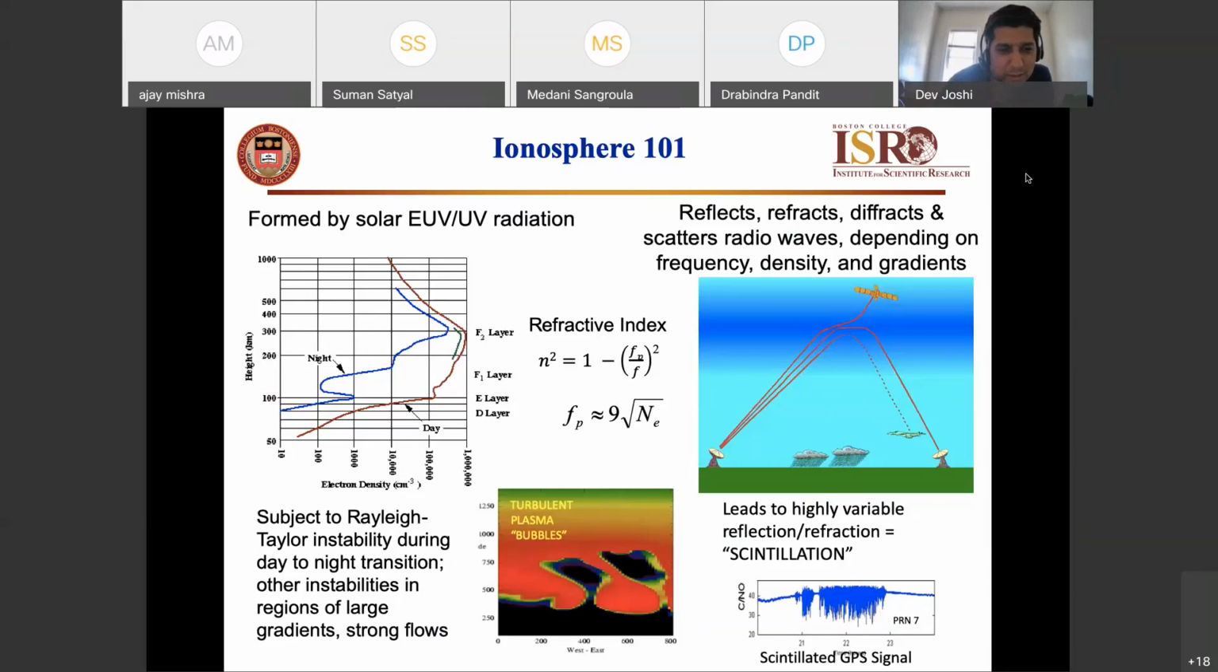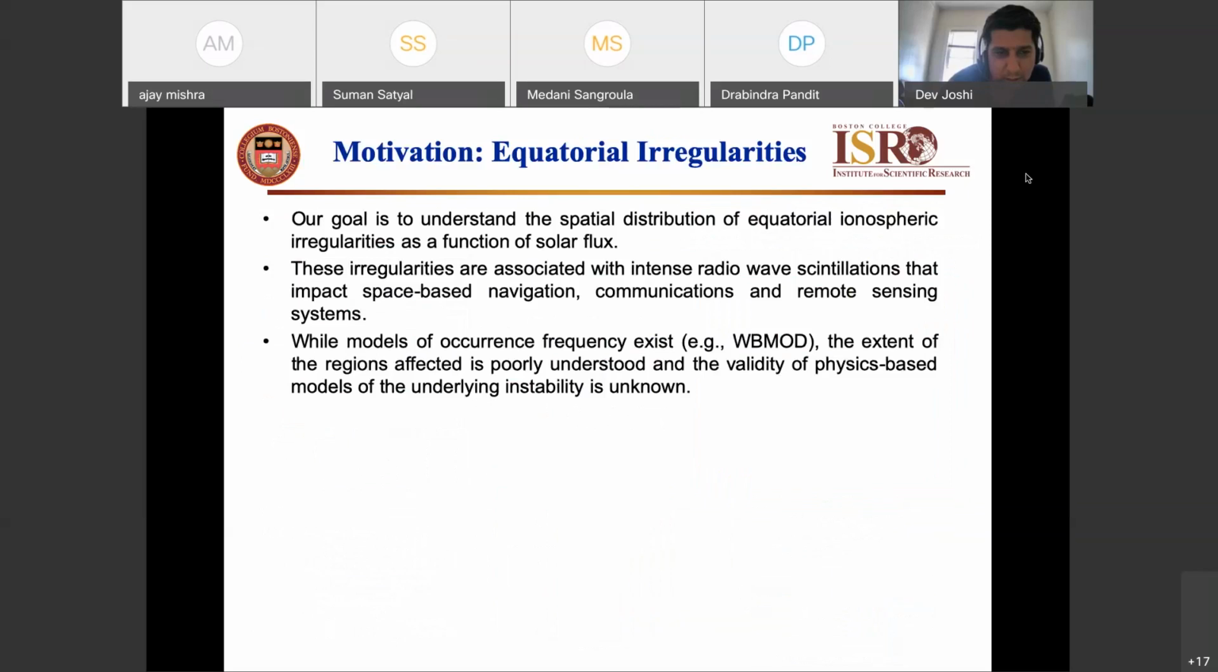These stratified plasma layers reflect, refract, and scatter radio waves depending on frequency, density, and gradients. One of the very common instabilities in these layers is Rayleigh-Taylor instability, which occurs during the day to night transition. Other instabilities also exist in regions of large gradients and strong flows. When radio waves traverse through these instabilities, it leads to highly variable reflection and refraction called scintillation, which motivates our work to understand these equatorial ionospheric irregularities.